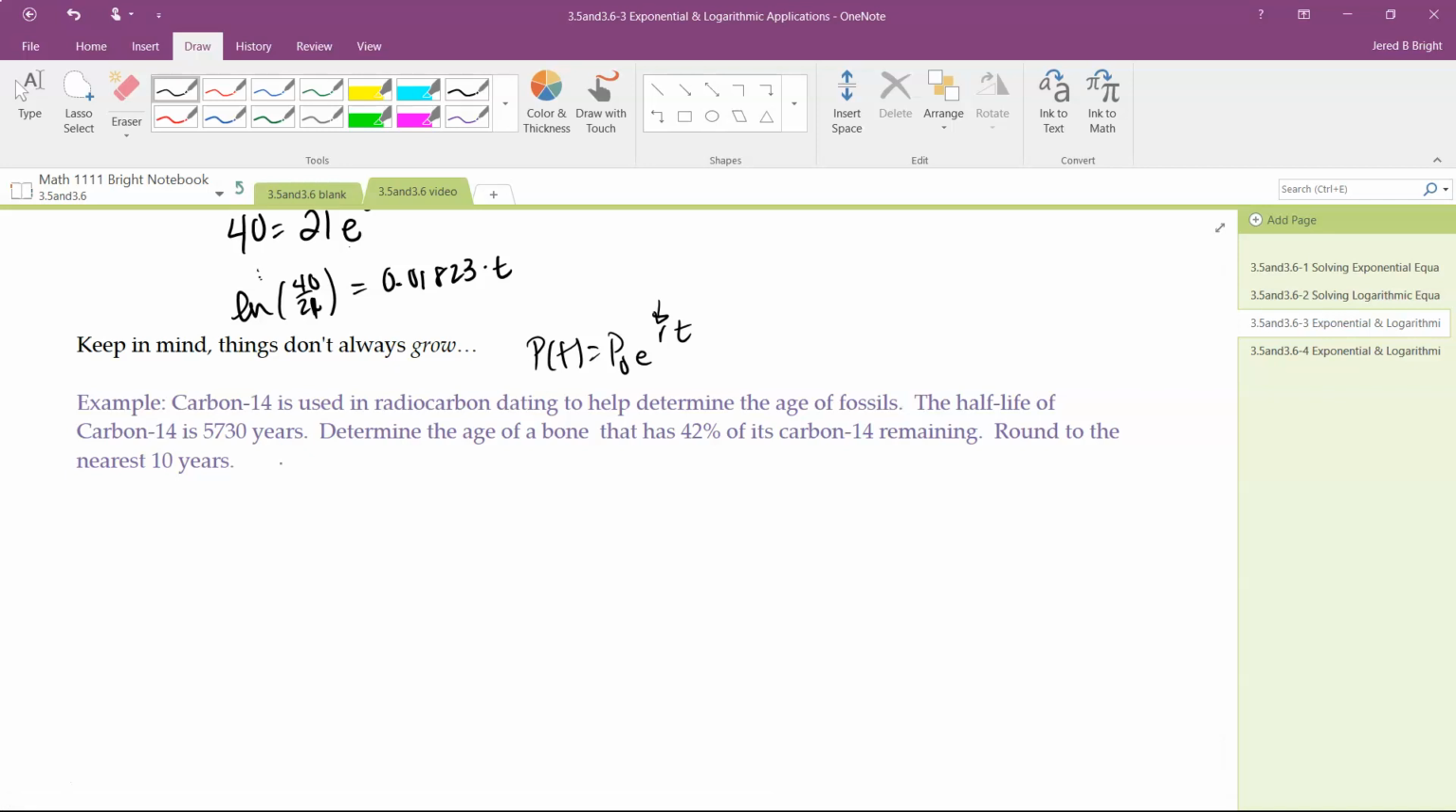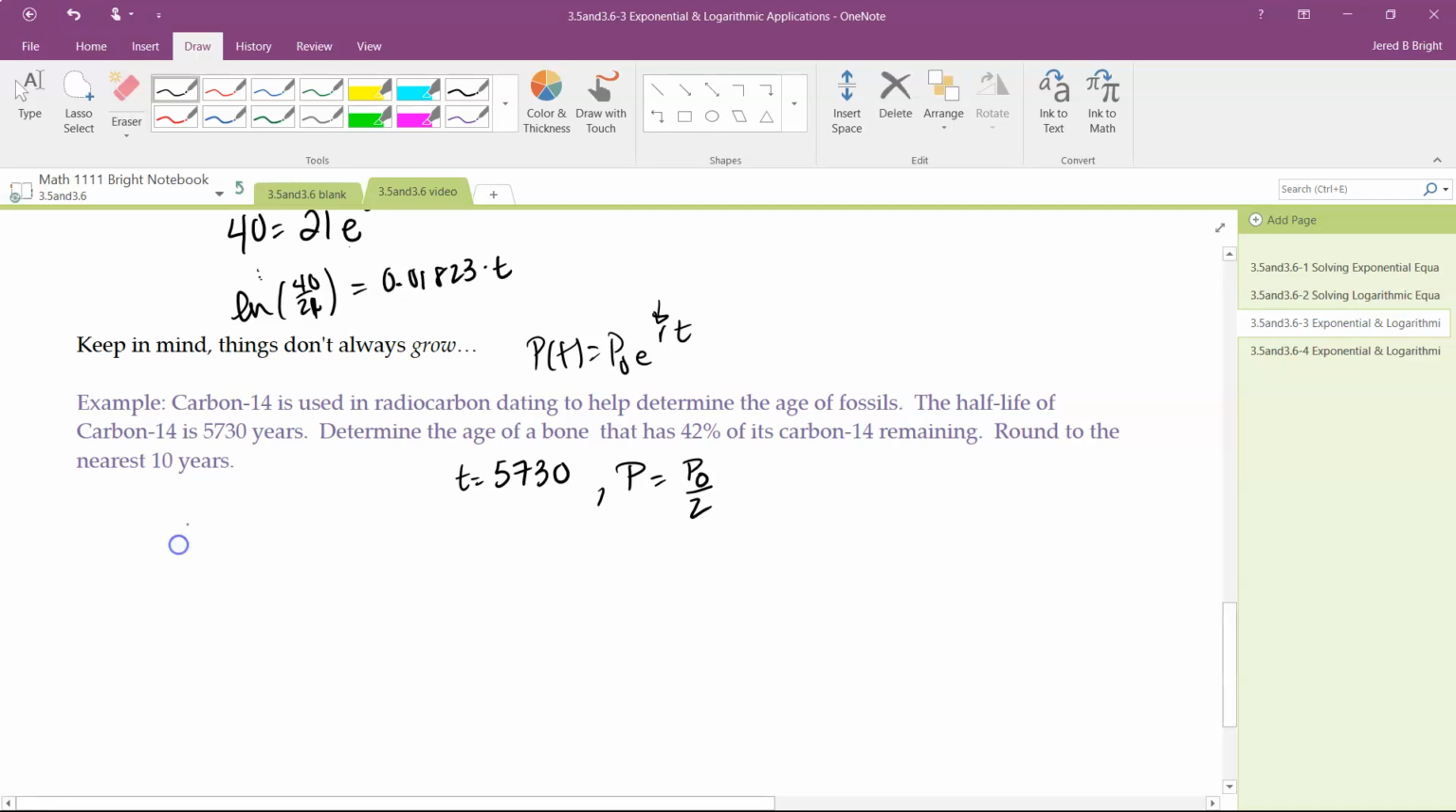Oh man. I don't know a lot of information here, but here's what I do know. When time is 5,730 years, P, the amount that I have, is half of the initial, right? Because that's what half-life means. It's the amount of time required for half to remain, or half to deplete, depending on whether your glass is half full or half empty. Okay, so let's see what that gives us.